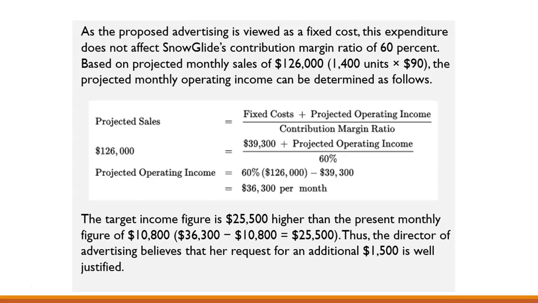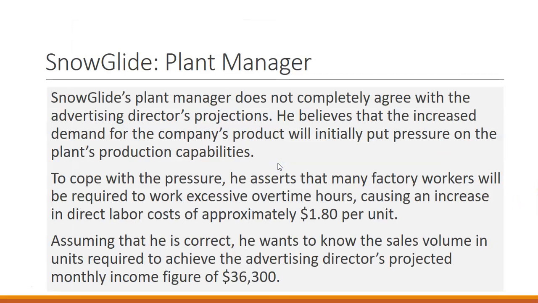If that campaign is as successful as she believes it's going to be, it's going to give us a real boom in our sales. However, the plant manager is pretty concerned about this. He doesn't completely agree with the advertising director's projections. He believes it's going to put a lot of pressure on the plant's production capabilities to have to increase their production by 500 boards a month.